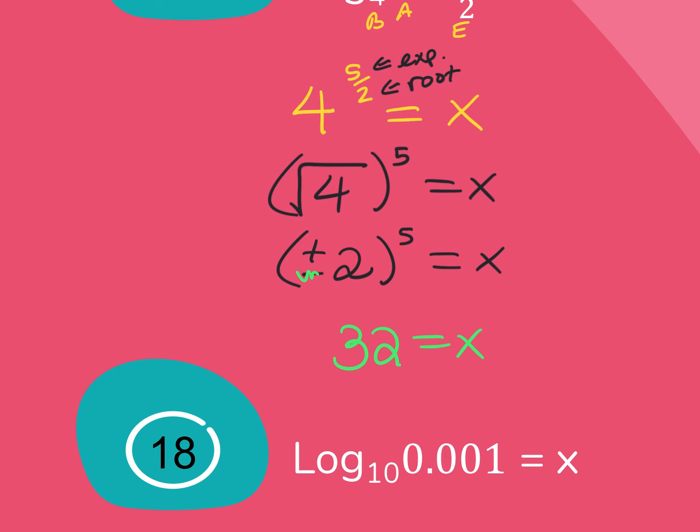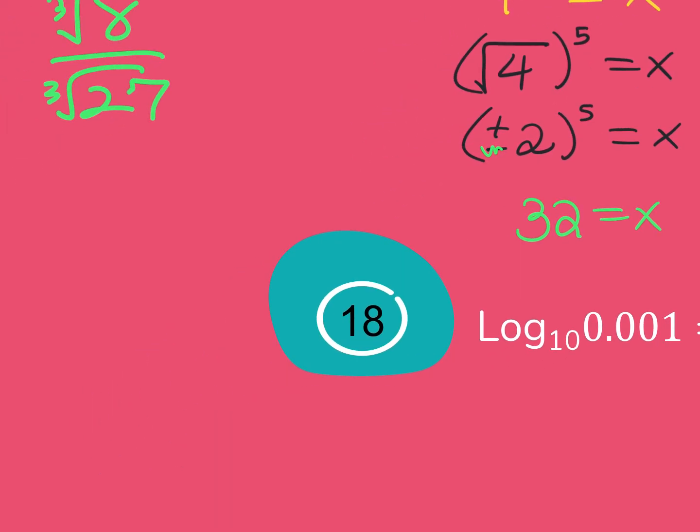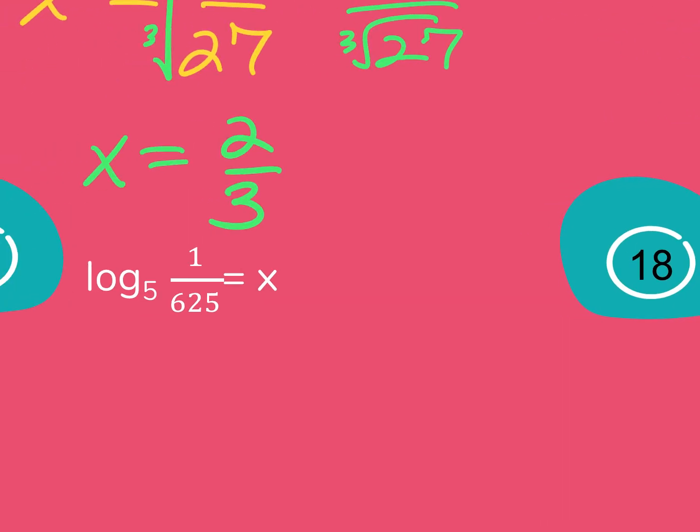So again, the base of the log cannot be negative, and the number that you're finding the log of can't be negative. So let's look at the next one.